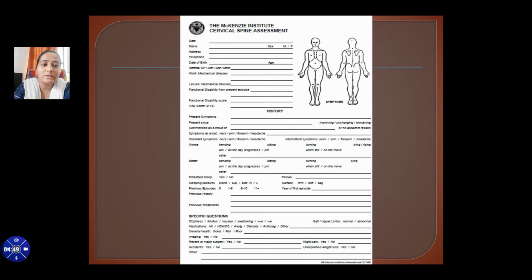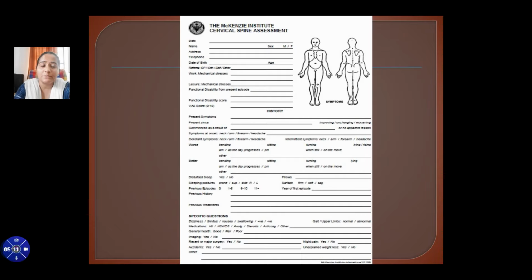Next is commences as a result of. If the patient has any history of trauma and because of that has neck pain, then that can be mentioned. Next is the symptom at onset. When the pain started first, where was the pain, whether it was in the neck, the arm, or the forearm, and whether the patient has headache or not.